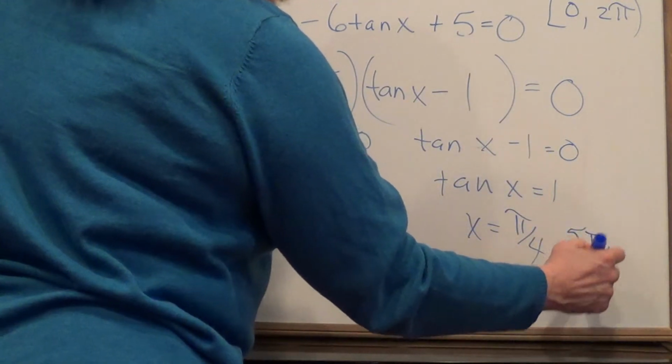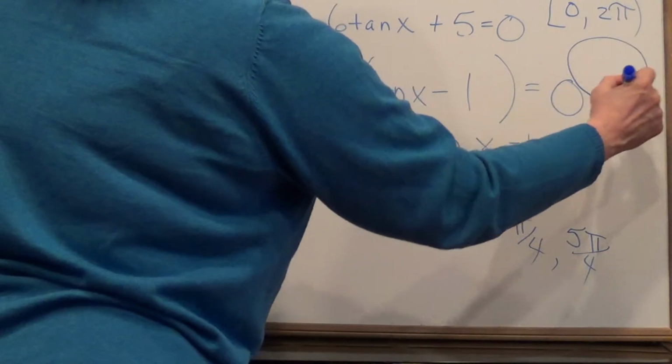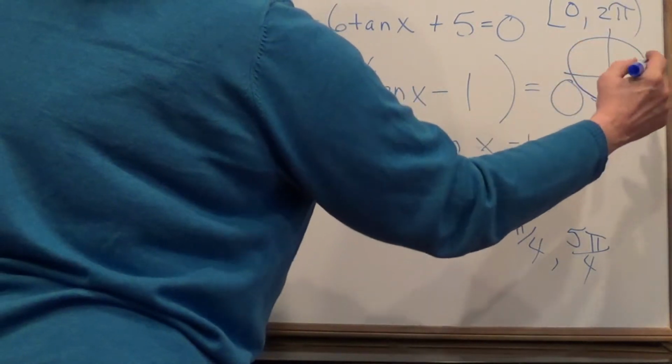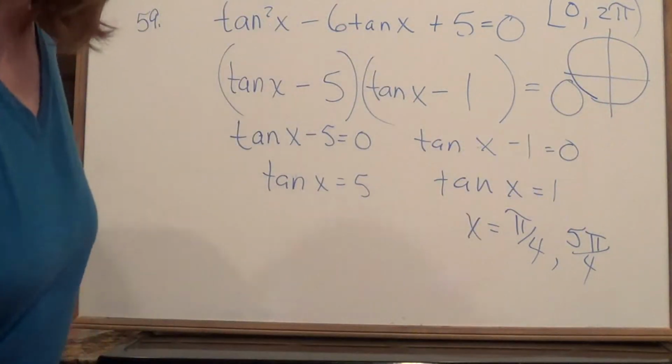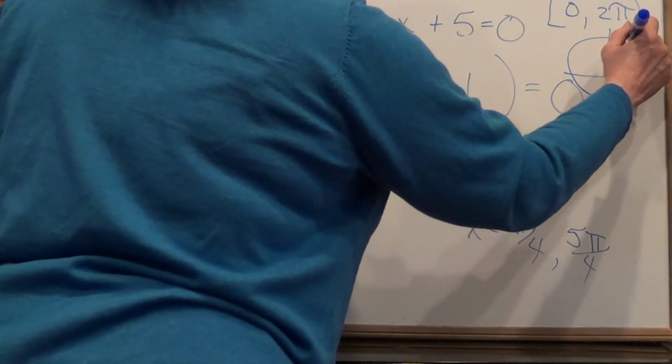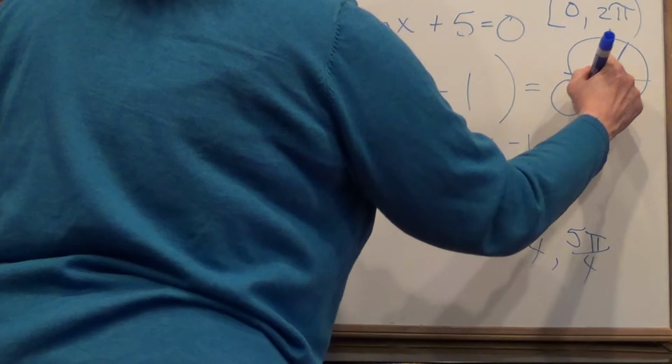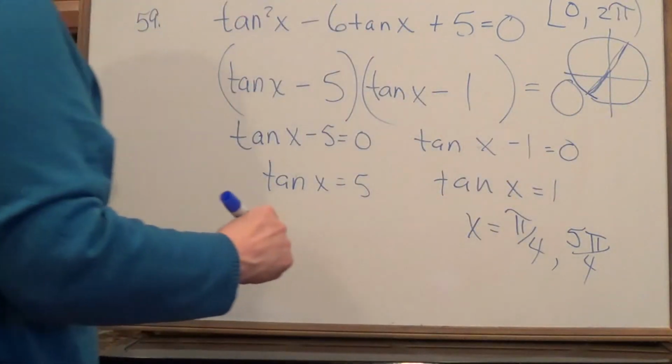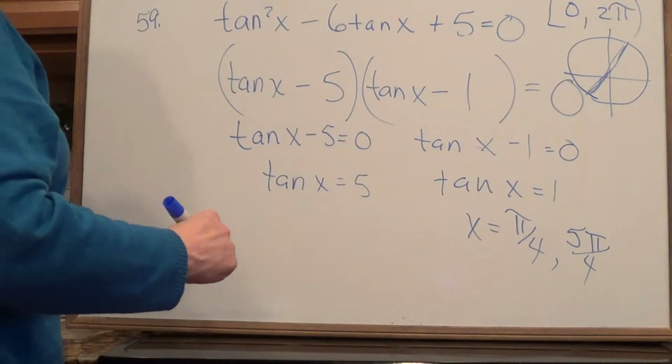I don't have my unit circle in front of me, so I have to go through some mental gymnastics. So if we were sketching those, is that on the video? It is, barely. So pi over 4 is over here, and 5 pi over 4 is over here. And those are the only two that will meet that requirement.